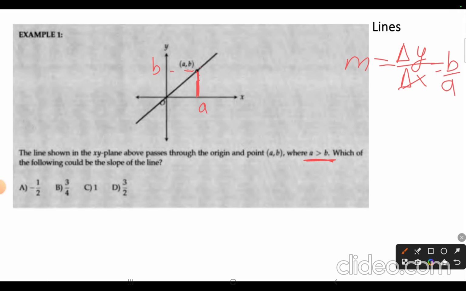We see that it is only in B because 3 is less than 4. It is possible. 1 it can't be because they didn't say "or equal to." Negative it can't be because we know that lines with negative slopes look like this. But if you see this direction, it is positive slope. And this one can't be 3 over 2 also because 3 is bigger than 2, but our numerator should be less than denominator.